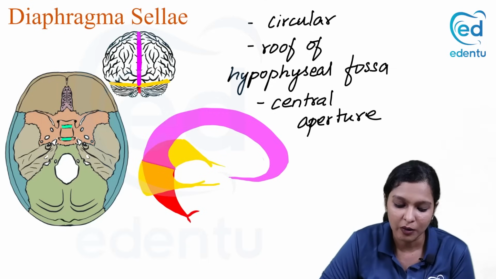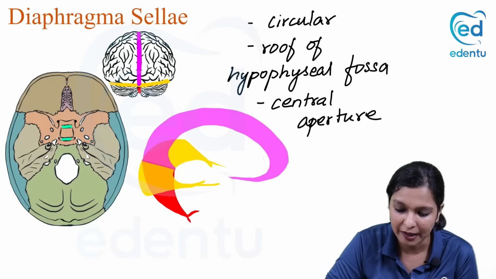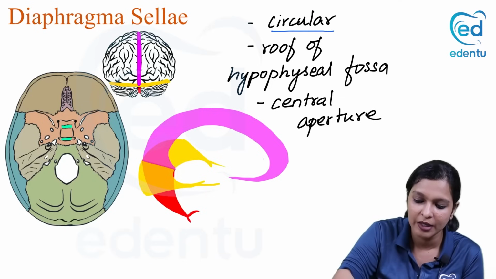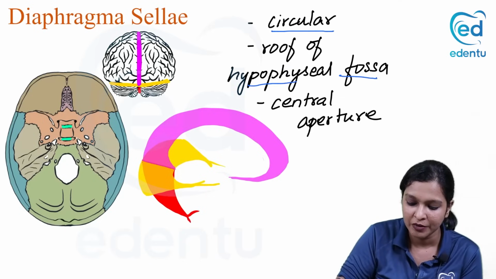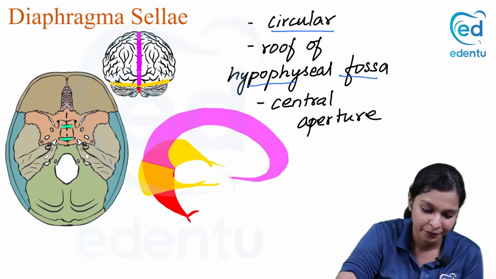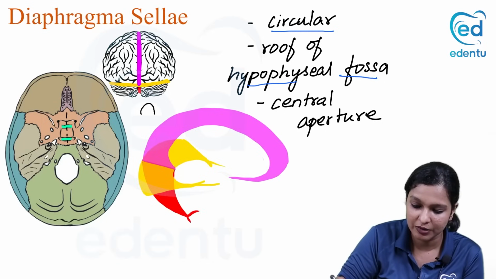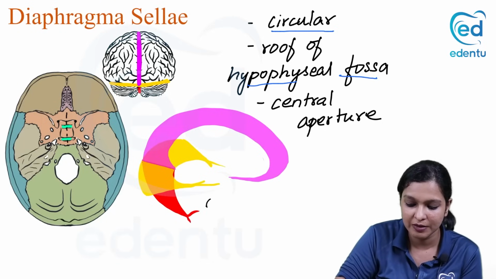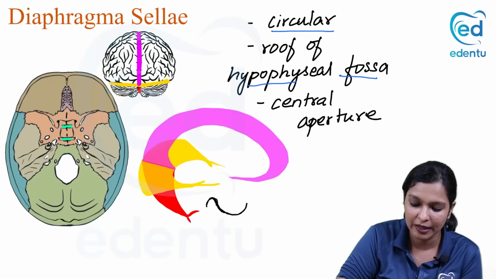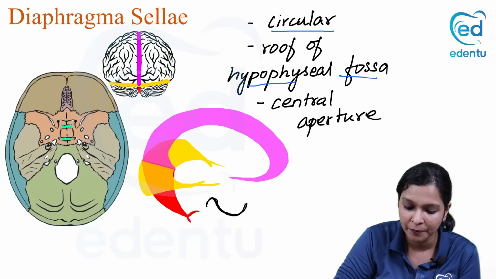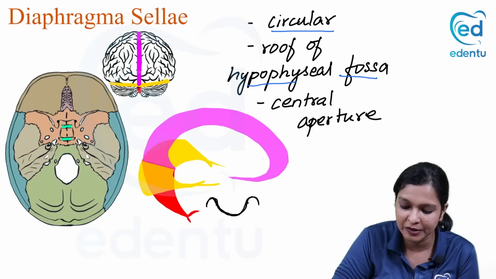Now the diaphragma sellae is circular. It is present as a roof of hypophyseal fossa. So in a cut section along here, there is the tuberculum sellae. There is a fossa here. I'll draw it somewhere else. This is the tuberculum sellae. There is a fossa that is called the hypophyseal fossa, and there is a dorsum sellae.